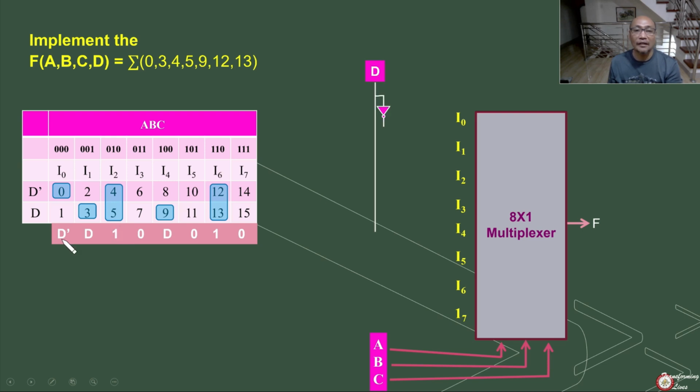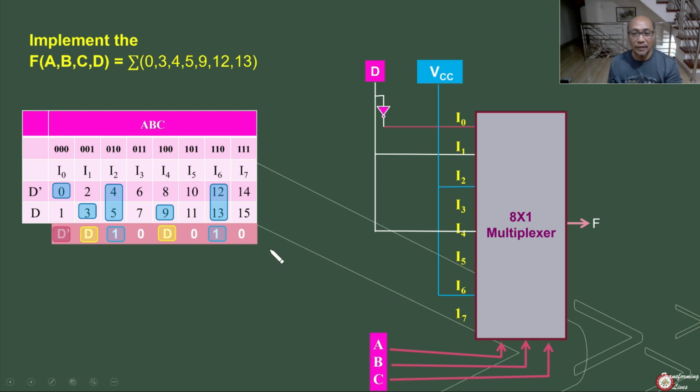I0 will be connected to D prime, whereas I1 and I4 will be connected to D. I2 and I6 will be connected to 1. How are we going to ensure this will be equivalent to 1? By connecting it to VCC. Whereas I3, I5, and I7 are equivalent to 0.